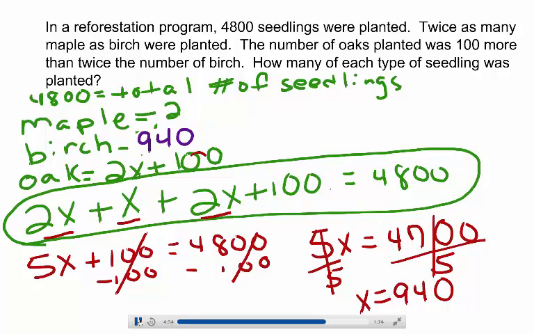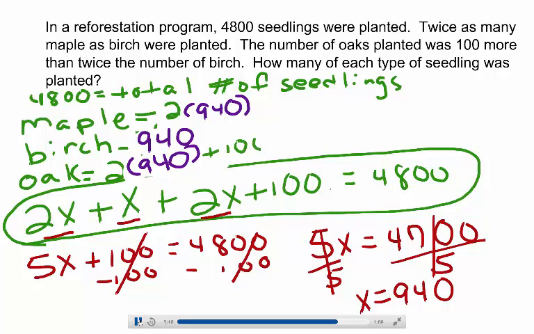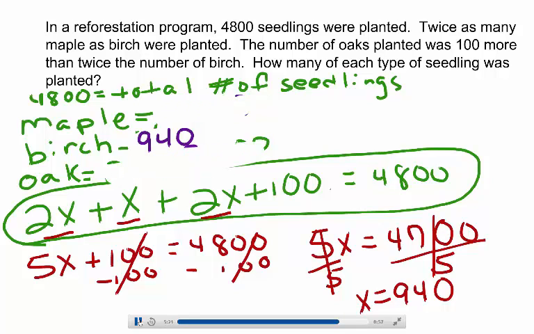The number of maple trees is 2 times 940. And the number of oak trees is 2 times 940 plus 100. When I work that out, I see that 2 times 940 equals 1880, and 2 times 940 plus 100 equals 1980.